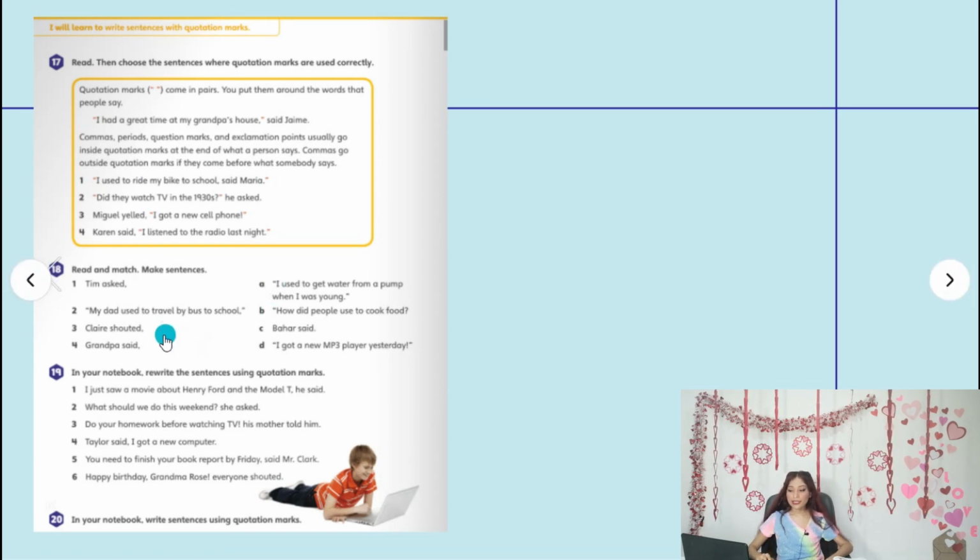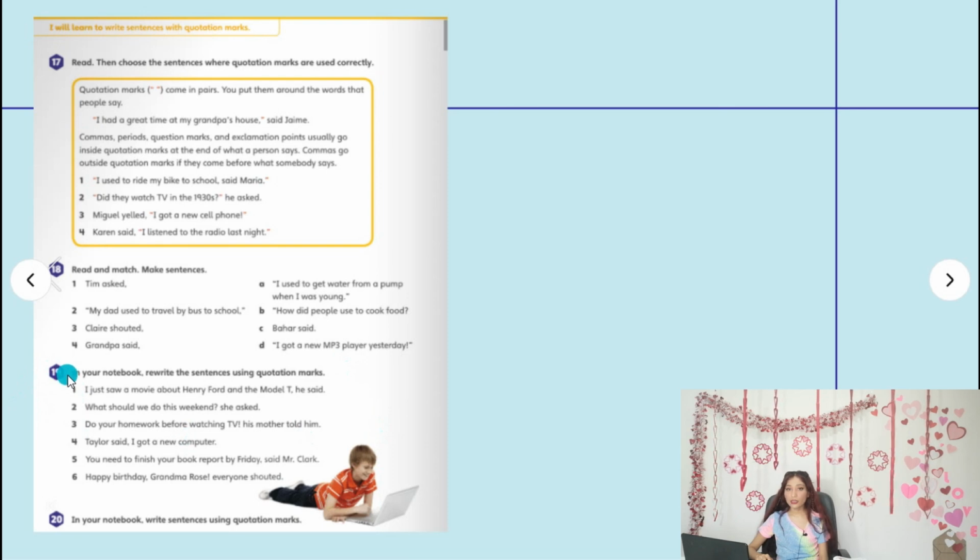Okay, so activity 18 says, read and match, make sentences. 1, Tim asked. Number 2, my dad used to travel by bus to school. Number 3, Clara shouted. 4, Grandpa said. A, I used to get water from a pump when I was young. B, how did people used to cook food? C, Bahar said. Letter D, I got a new MP3 player yesterday.